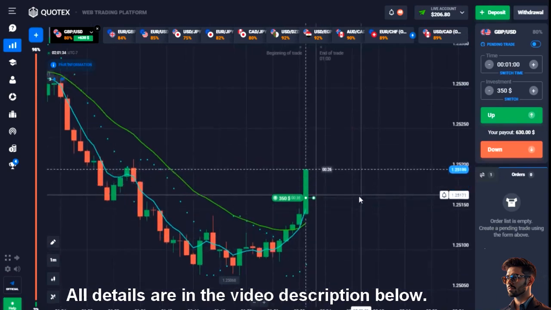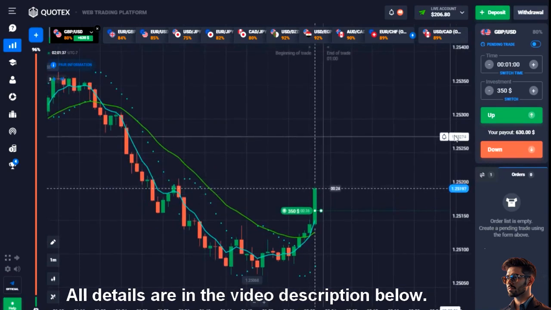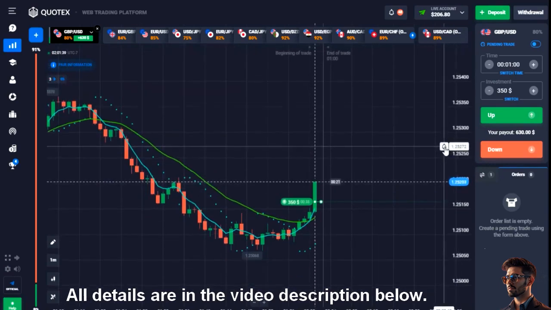This is actually a very perfect moment. So that's the reason why I placed this trade. So guys, let's wait and see. A hack on this strategy is very simple.